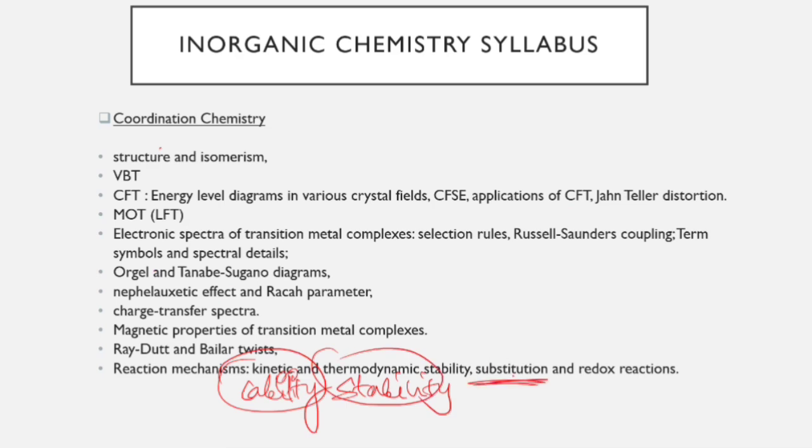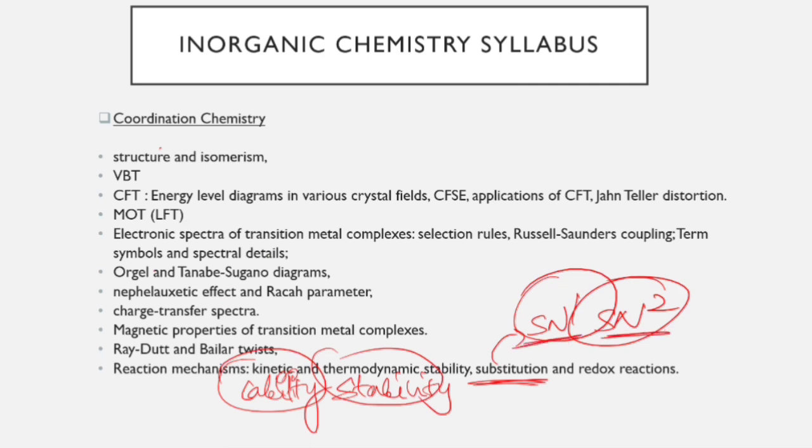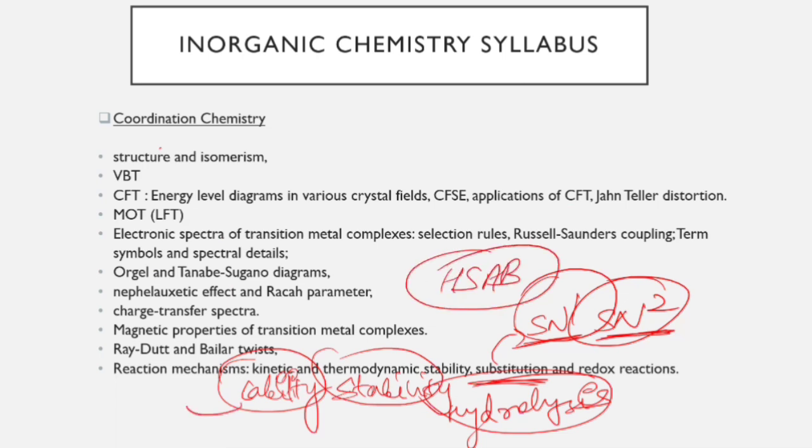Moving further, you have substitution. Substitution is SN1 type reaction, which is dissociative, and SN2 type, which is associative. You should know which complex will give SN1 and which will give SN2. Further, you should know which are labile and which are inert. You get questions from hydrolysis also in this. You should know that the HSAB principle is also one of the most important parts here. When we're talking about lability and stability, the two important factors are CFSE and JTD. These are very important factors for lability and stability.